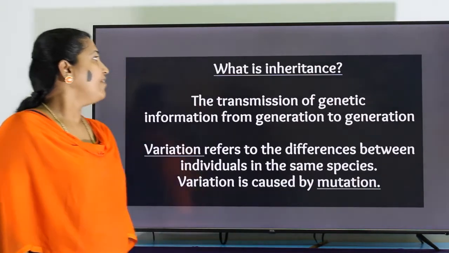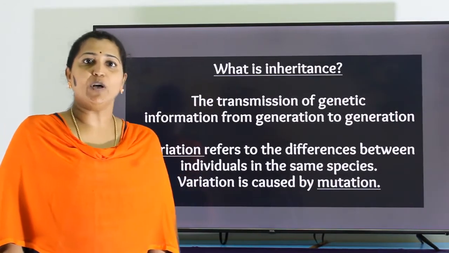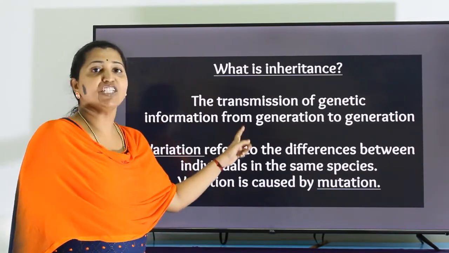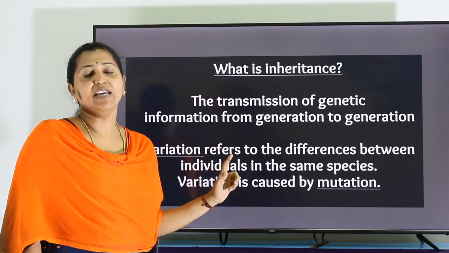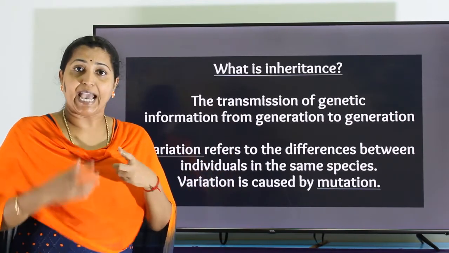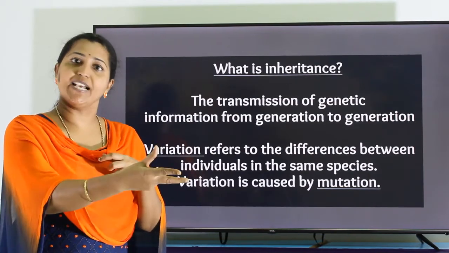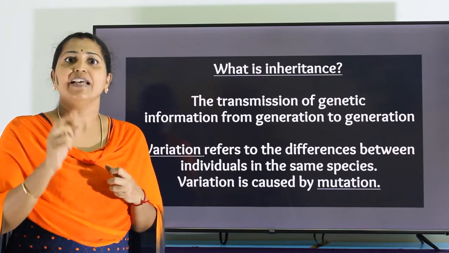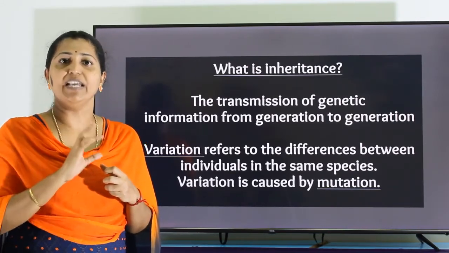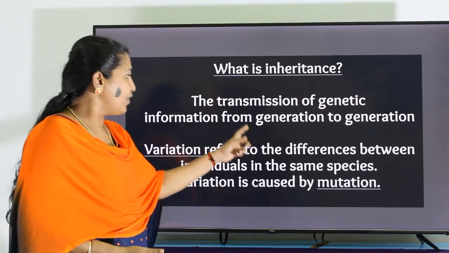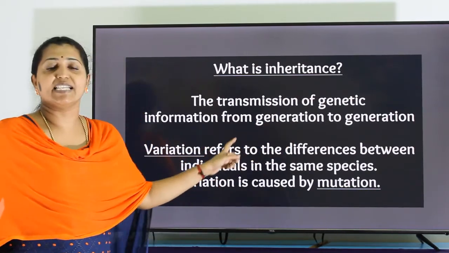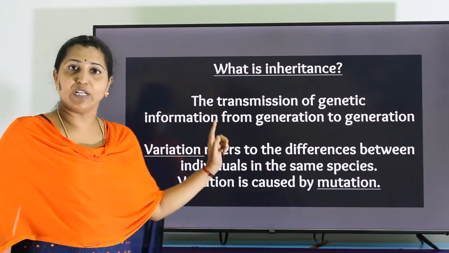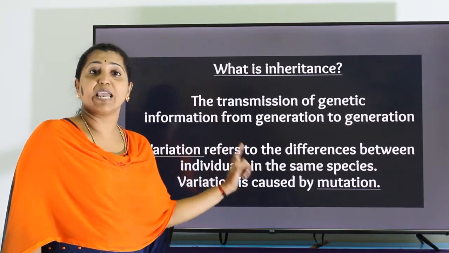So now we can have a quick review on what is inheritance. The transmission of genetic information from generation to generation, we call it as inheritance. Remember students, inherited means the characters are copied and passed on to the next generation. And we know each individual is unique. Unique means has some special characters. The differences between individuals in the same species, we call it as variation. Once again I repeat, variation refers to the differences between the individuals of the same species.